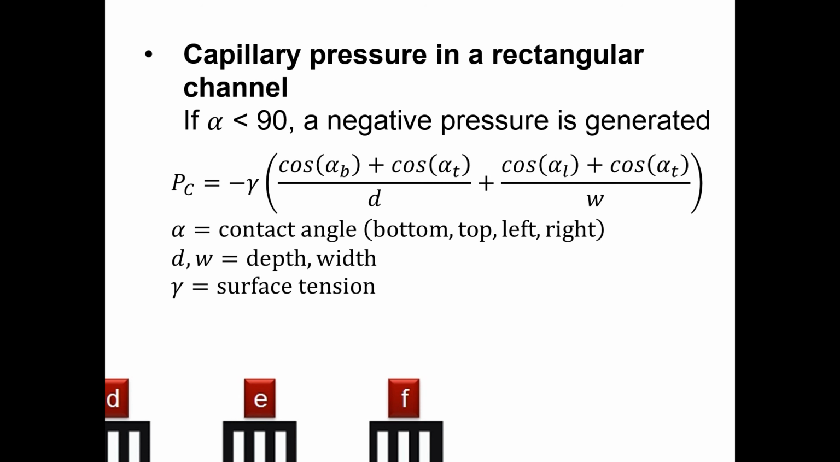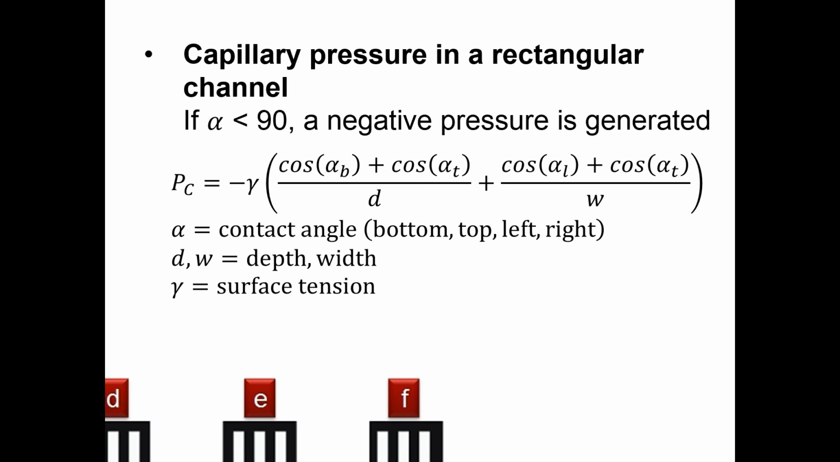There's a cosine of alpha plus cosine of alpha divided by d. D is the depth of the channel, and these alphas are the contact angle of the liquid on the bottom and the top of the channel. Then you have this other term representing the contact angles on the left and the right of the channel. This should be R, by the way. L and R, and not T here. And there's the width of the channel here. But you can see that the capillary pressure is inversely proportional to the dimensions of the channel.